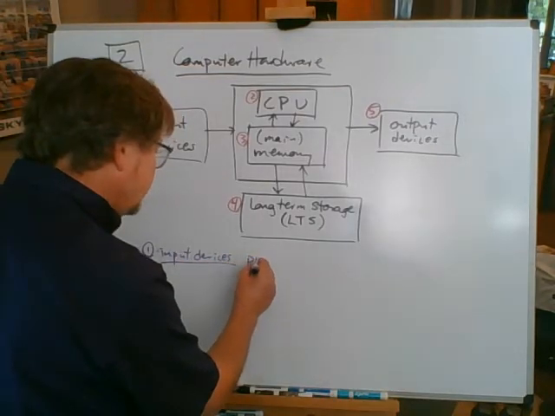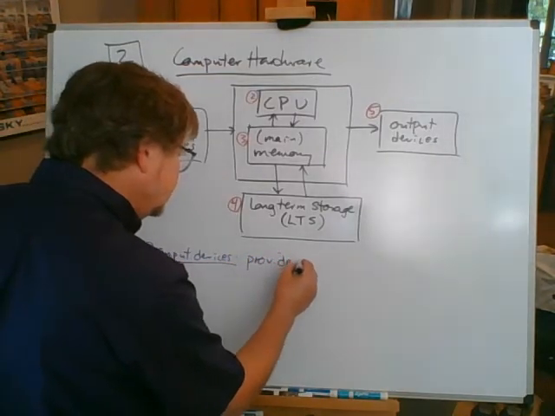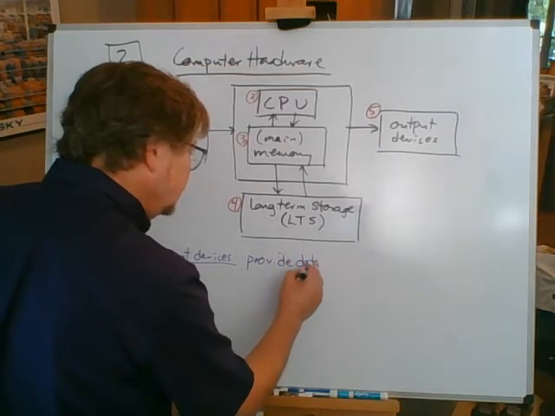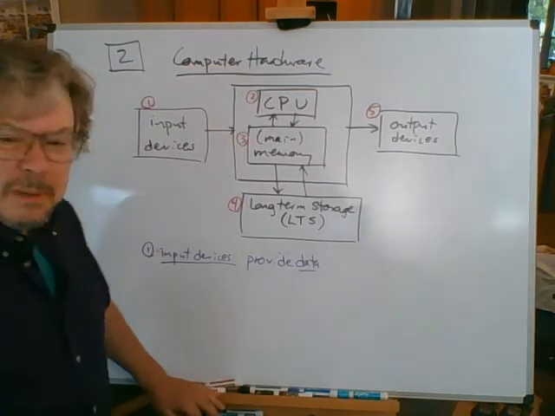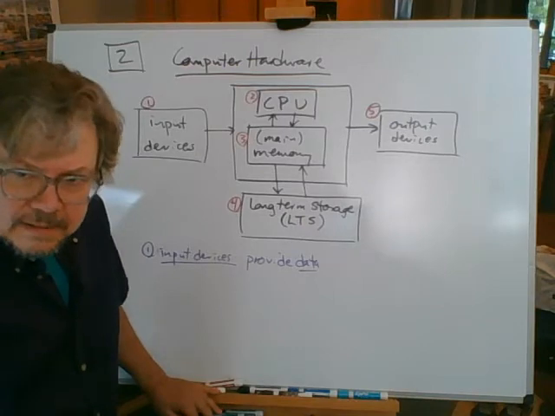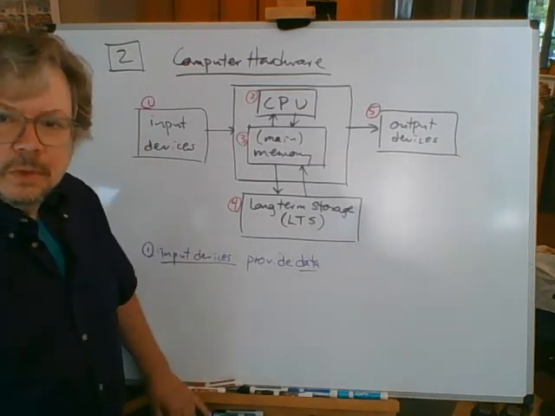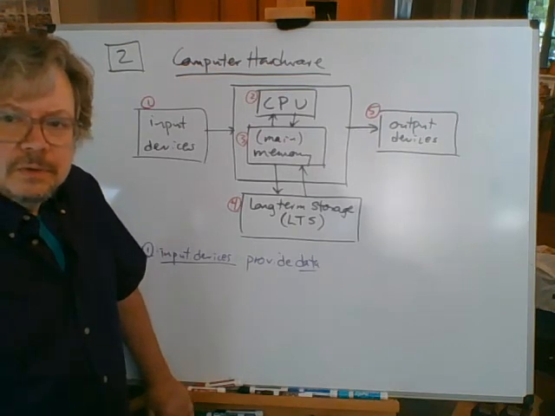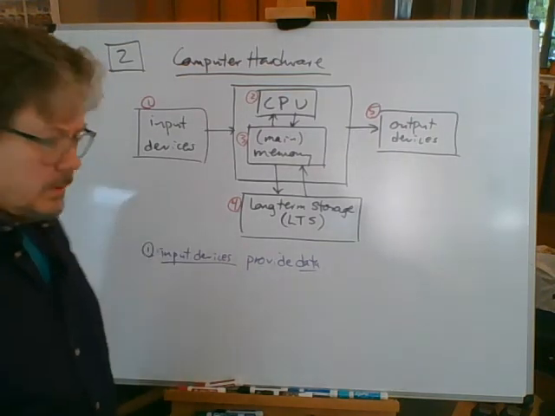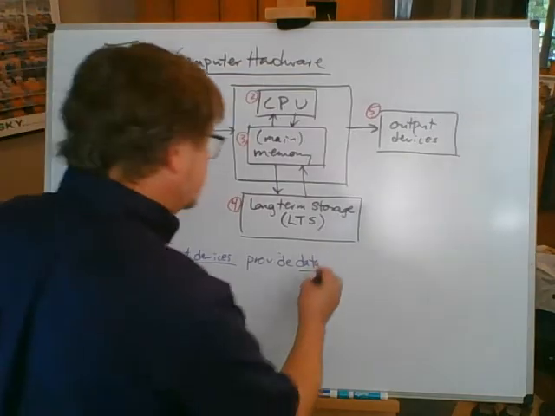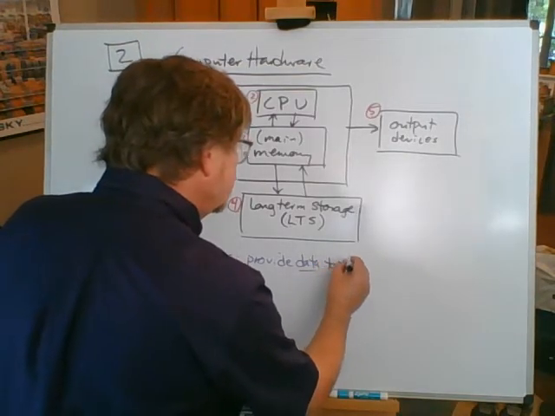These provide, P-R-O-V-I-D-E, data, which we all know now is nothing but zeros and ones. I'm going to stop saying that. Even if it's images, even if it's sound, even if it's typing at the keyboard, whatever. It's all translated into zeros and ones on its way into the computer.